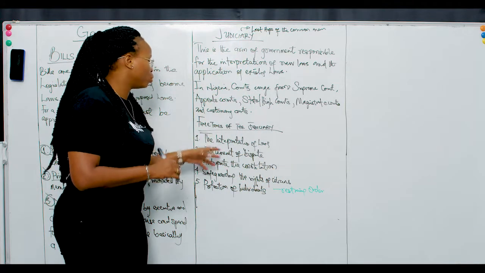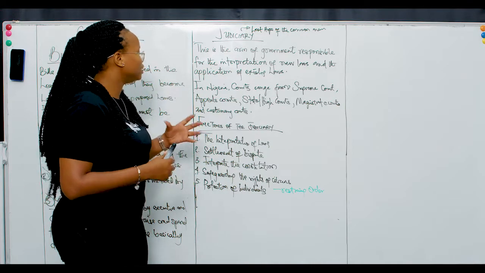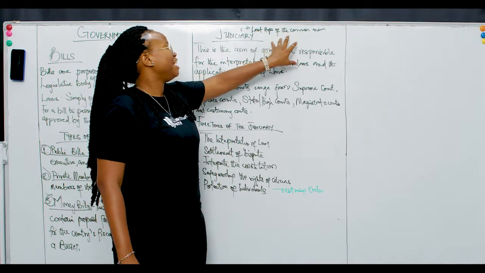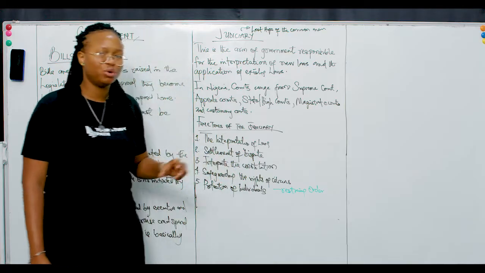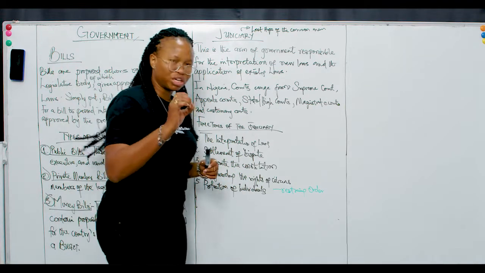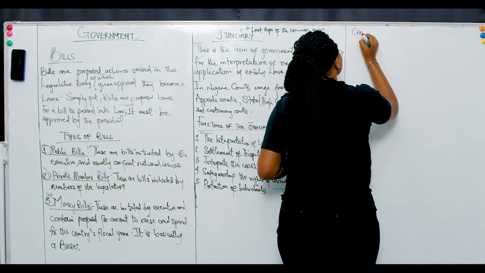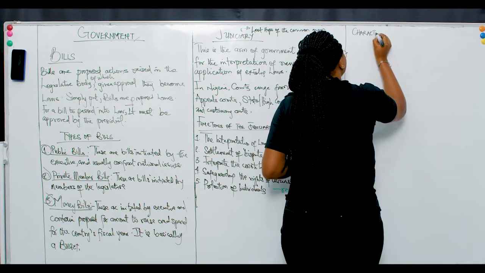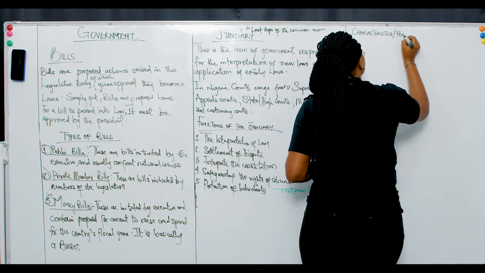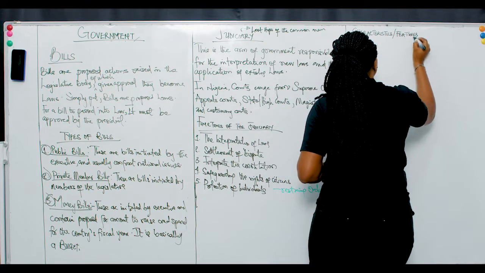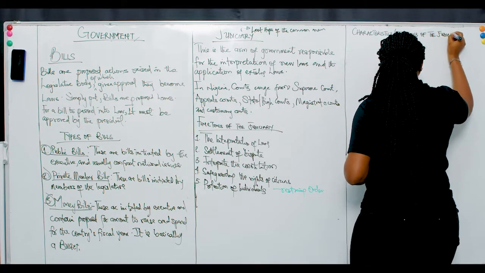These are the peculiar roles that the judiciary performs, and so many more, which I encourage you to read up on and expand your knowledge. You see why we say that the judiciary is the last hope of the common man. However, for them to properly perform these functions, the judicial system must have certain characteristics. So we're looking at the characteristics or features of the judicial system.